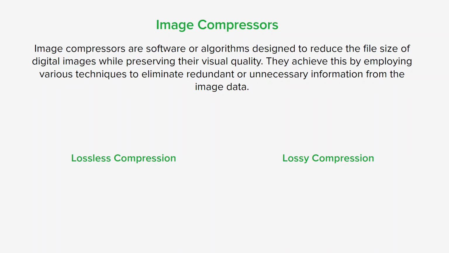Then there's lossy compression, and this method achieves higher levels of compression by discarding some image data. Although the image quality is slightly degraded, the human eye may not perceive the differences, especially at high compression ratios as well. Lossy compression is widely used for photographic images and digital media where the visual quality is more important than preserving every detail. The most popular lossy compression format for images is JPEG.